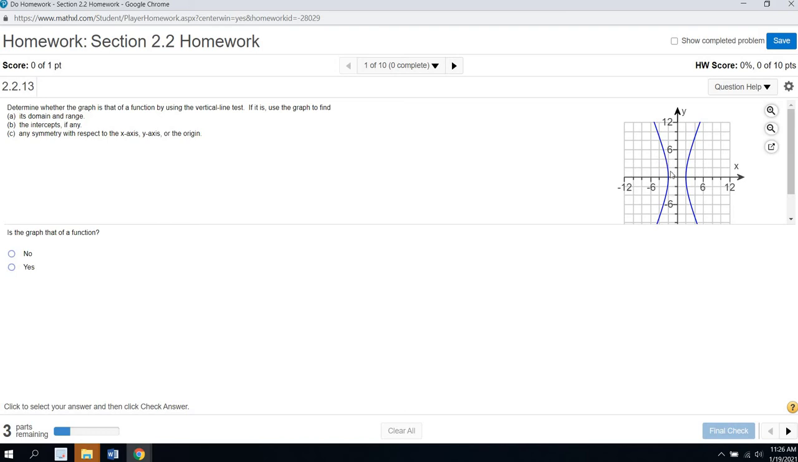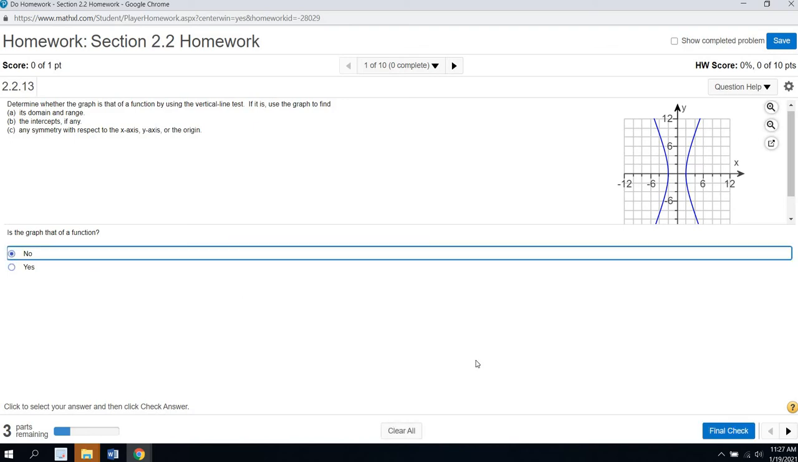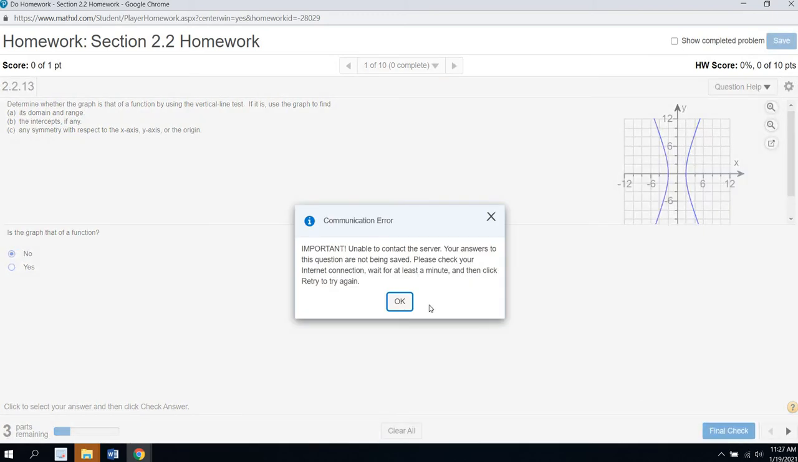So what they're talking about with the vertical line test is if you were to draw a line, I don't think I can do that on my screen, but if I were to draw a line, would it intersect the graph in two places? And not just a line, a vertical line, a straight up and down line. And the answer is yes, in lots of places. But even if it happens once, it's not a function. So we're going to say no, it's not a function. Since it's a yes/no, it's a final check right away.